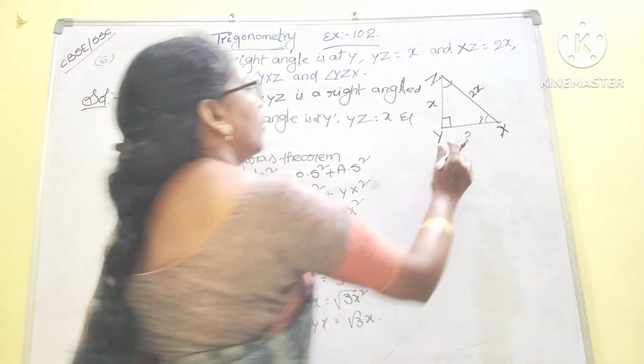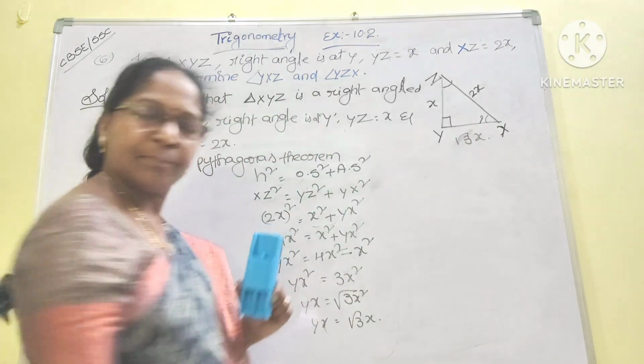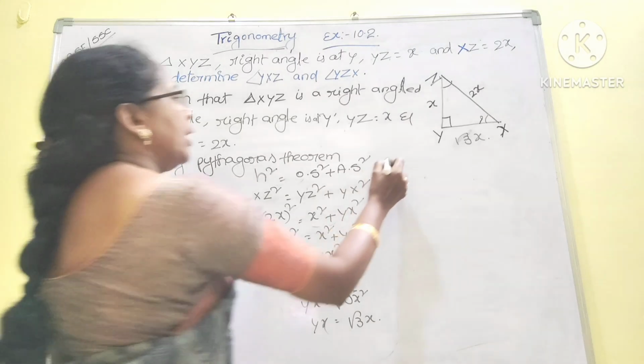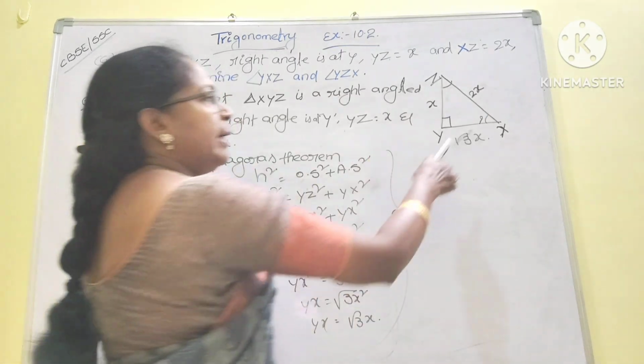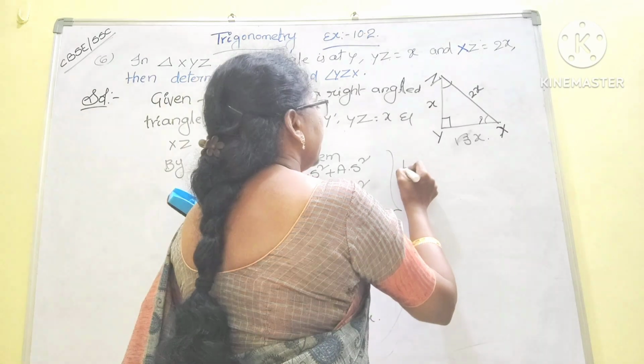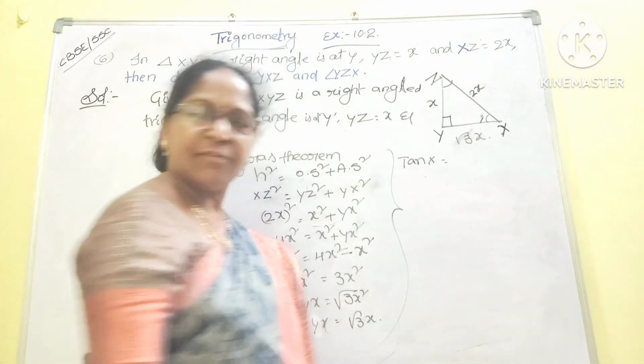YX value equal to here how much we got? Root 3x. This is the length of this side. So that side we got it. Now we have to find out the x angle as well as the z angle. So I am taking here tan x. Here x is the reference angle.